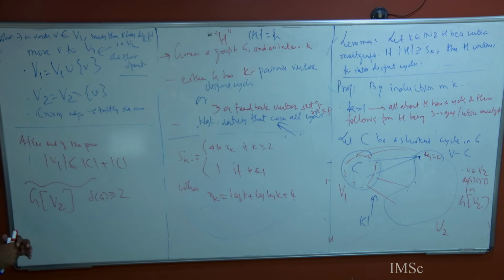So, can it happen that when we take a vertex from V2 to V1, in C, we can create a cycle smaller than C? Yeah. Because C is a shortest cycle, you shouldn't create one. That is why this operation you cannot do more than 3 times.